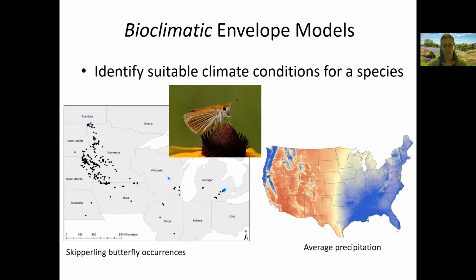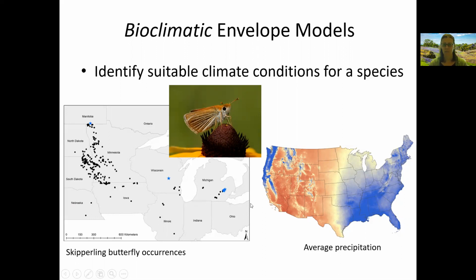exist. So, if we're talking about this butterfly, for example, we can hopefully, from one or multiple different sources, get some information about where the butterfly has been observed. So, in this case, a bunch of different locations across the upper Midwest of the U.S. And then we can compare these locations of where the species has been observed to climate conditions that exist across that region, wherever it is that we're looking.